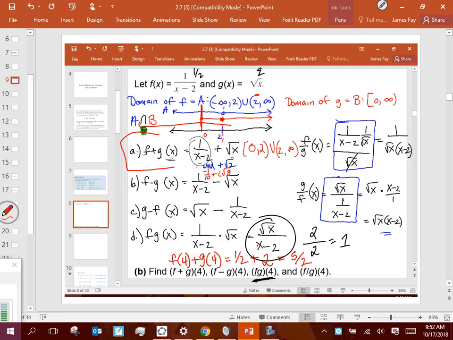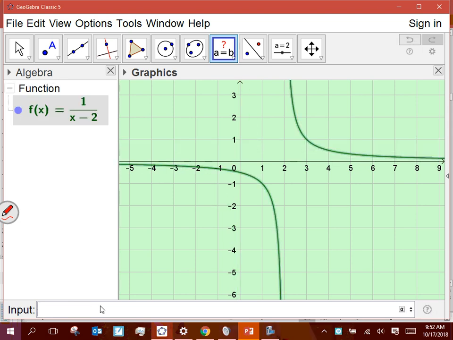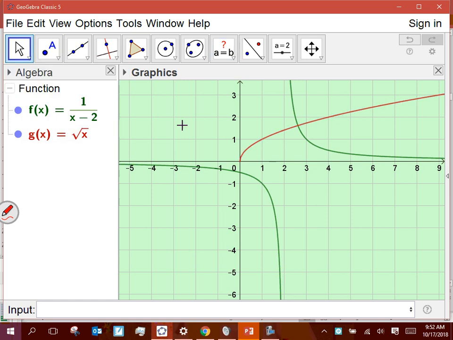So let's analyze this graphically. Okay, a little bit of time to do this. F of x was 1/(x minus 2), right? Okay. G of x was equal to square root of x. All right. So we're looking at those two functions.